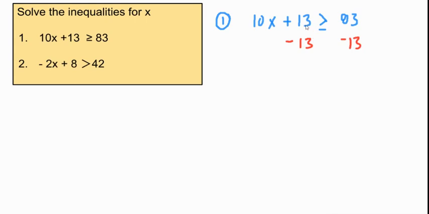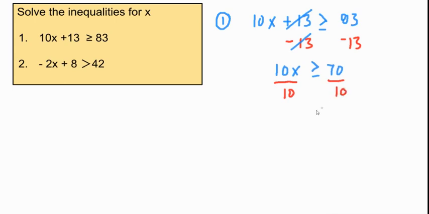And then we will simplify that. So that's going to cancel out those 13s. On the left side, we can see that we are getting closer to x by taking that step. And we have 10x is greater than or equal to 70. Now, just one more step to go. X is being multiplied by 10. We need to do the opposite. That would be to divide by 10.